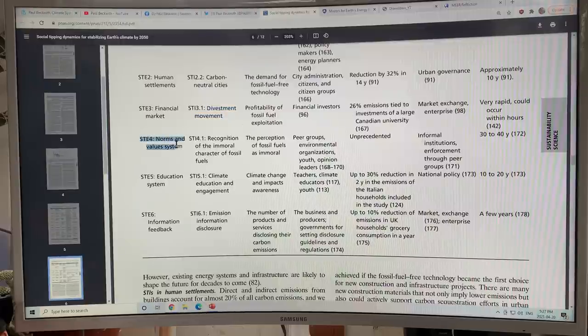STE4, the norms and value systems. It's clear that burning fossil fuels, putting money into fossil fuels, and expanding fossil fuels is immoral. Okay, it's immoral because it's creating a disaster and it's going to terminate life on this planet for humans. The perception, okay, so this has to get out there.